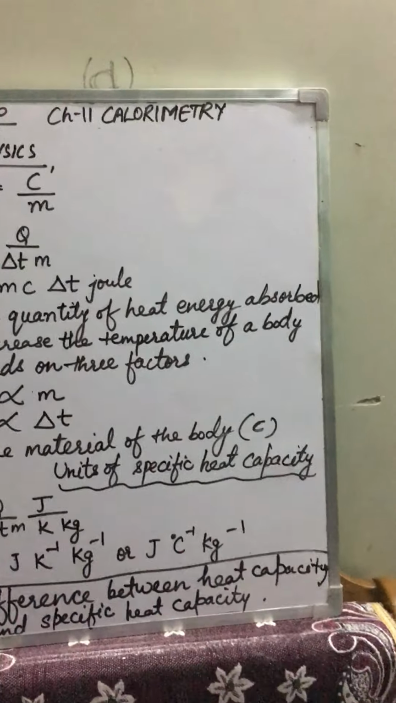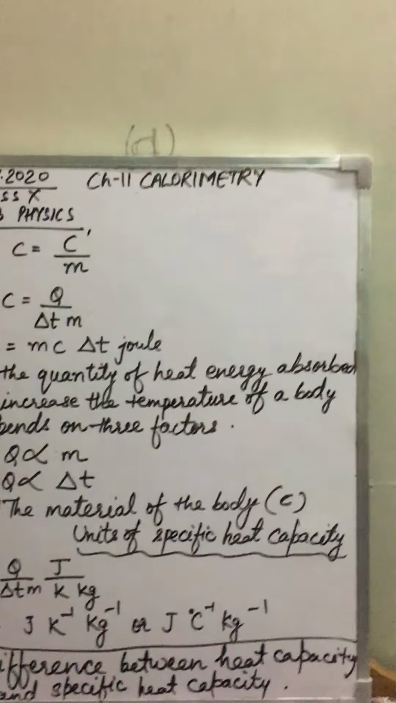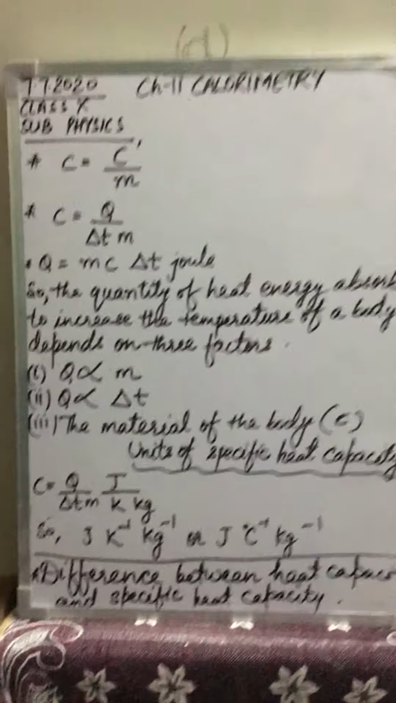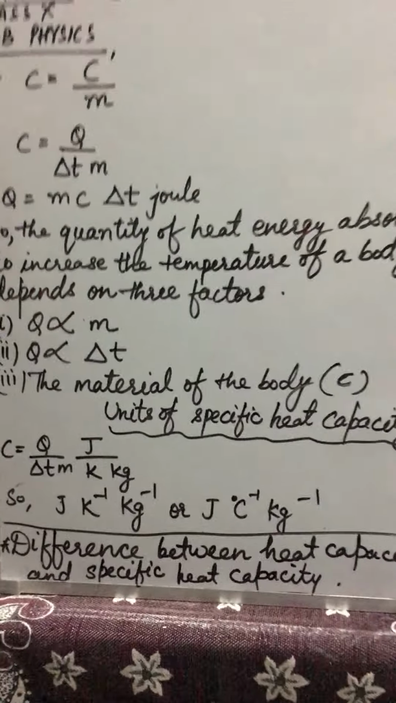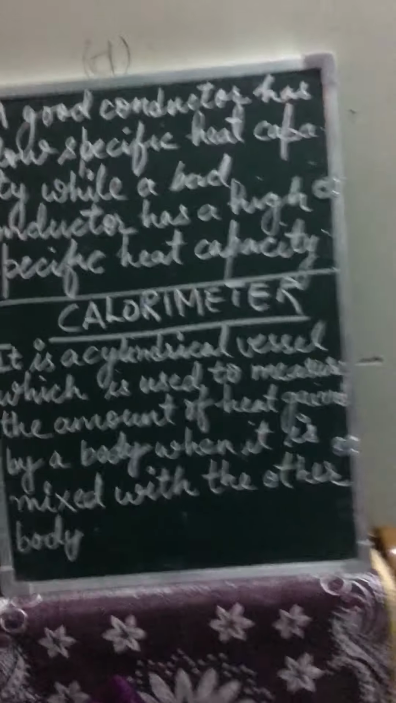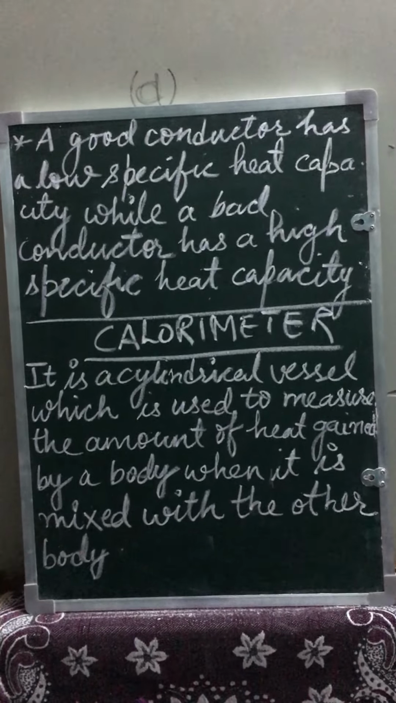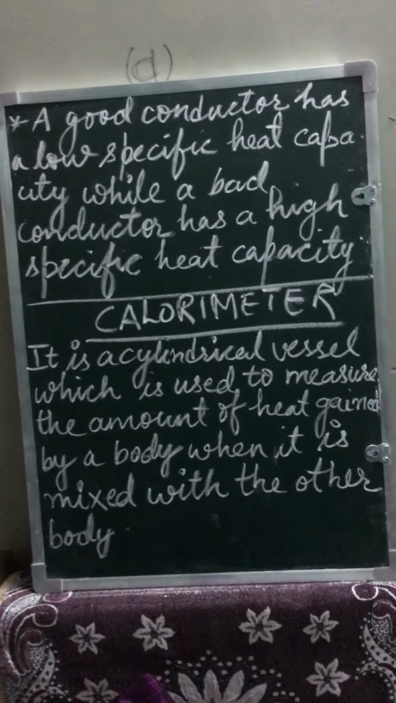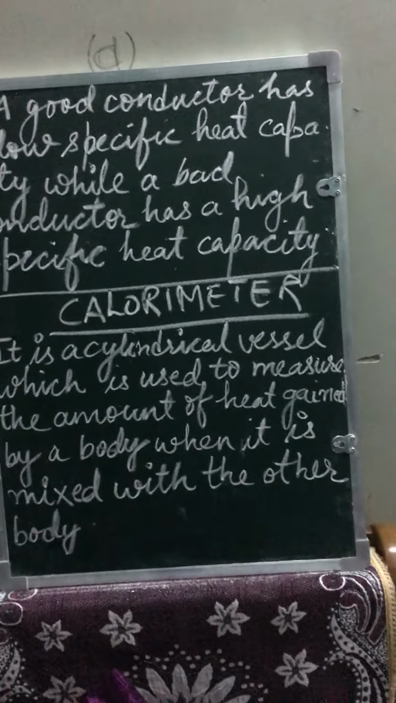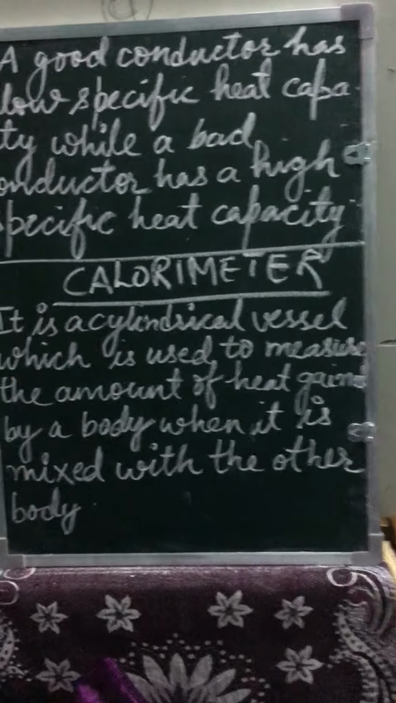Okay, this time also one question based on this has come in the board exam, so you all just clear this concept. Now the next topic is calorimeter. Wait, I'll turn the board. See, the topic I have explained to you, I have written on the board as well. A good conductor has a low specific heat capacity, while a bad conductor has a high specific heat capacity. The gist of the given subtopic is what I have written on the board.